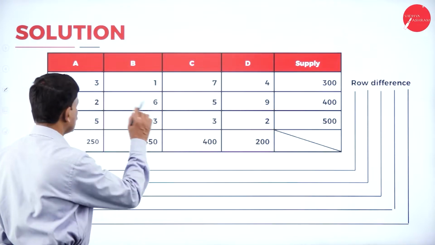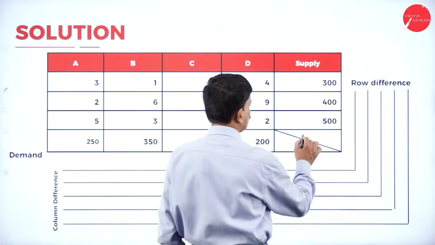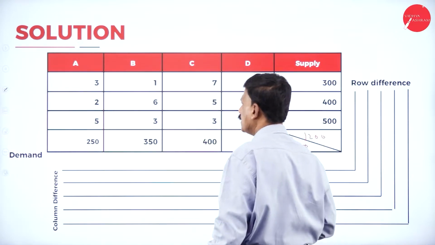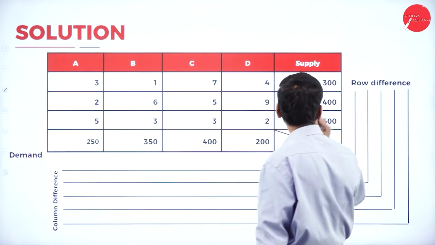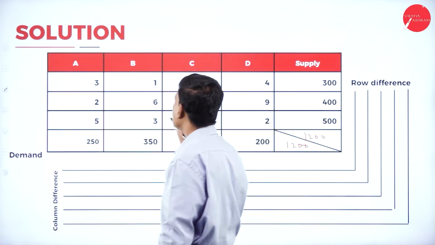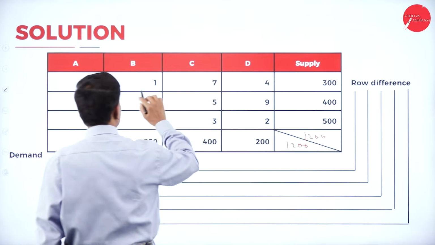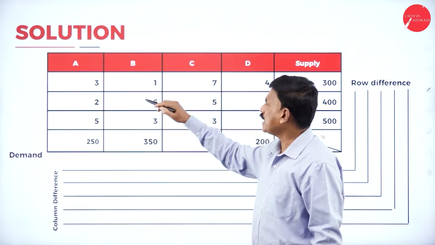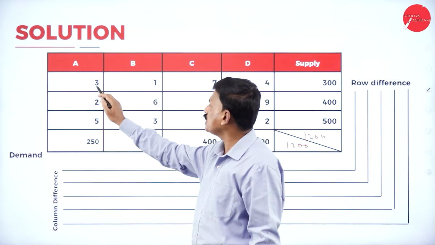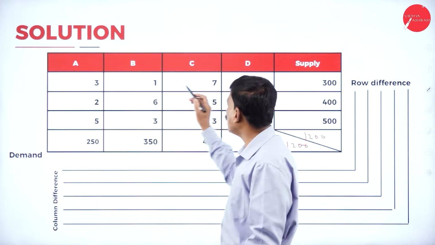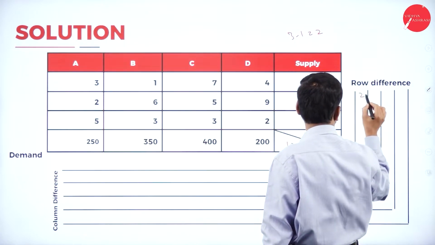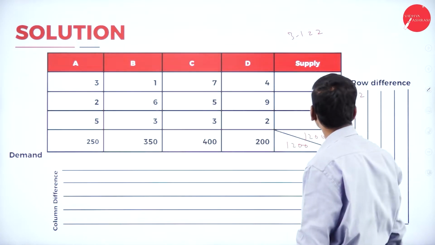Now, here this is the given problem, a balanced transportation problem, 1200 is equal to 1200. Now, let us identify the row differences. How to find the row difference? Identify the least value in the row. In the first row, the least value is 1 and the next least value is 3. 3 minus 1 is equal to 2. So the first row difference is 2.